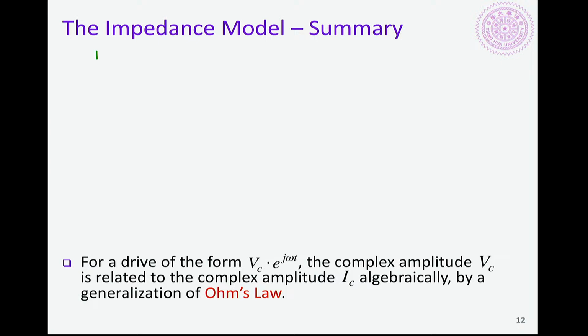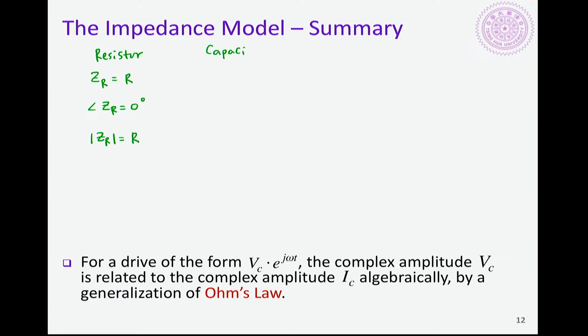Okay, so a summary, if we have a resistor, the impedance is equal to R, which is the resistance of a resistor, so that the phase is equal to 0 degrees and its magnitude is equal to R.